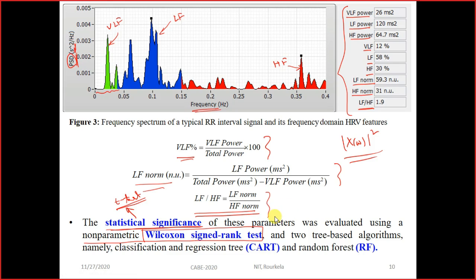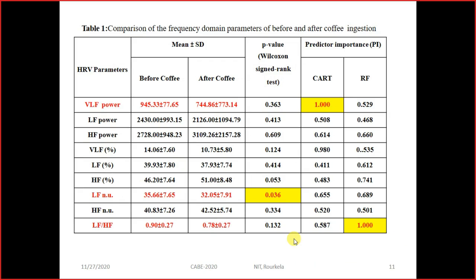Apart from this, we have used two tree-based classification algorithms, namely the classification and regression tree, CART, and random forest, RF, for calculating the significant or important parameters which have played an important role in the classification. Now if you see from here, VLF power is not statistically significant in the Wilcoxon signed rank test. However, for the CART analysis, it was found that it is playing a significant role.